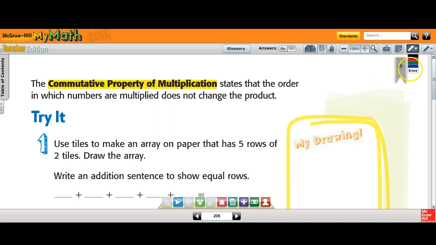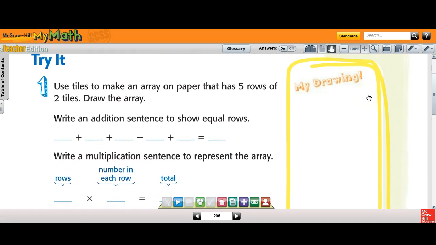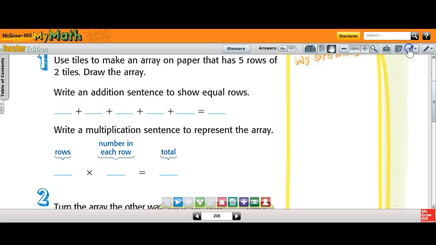Okay. So look at the example that they give you. We're going to try it. It says use tiles to make an array on a paper that has 5 rows and 2 tiles. Go ahead and do that in this area right here. Draw me the array for that. 5 rows and 2 in each row. Go ahead and do that now.